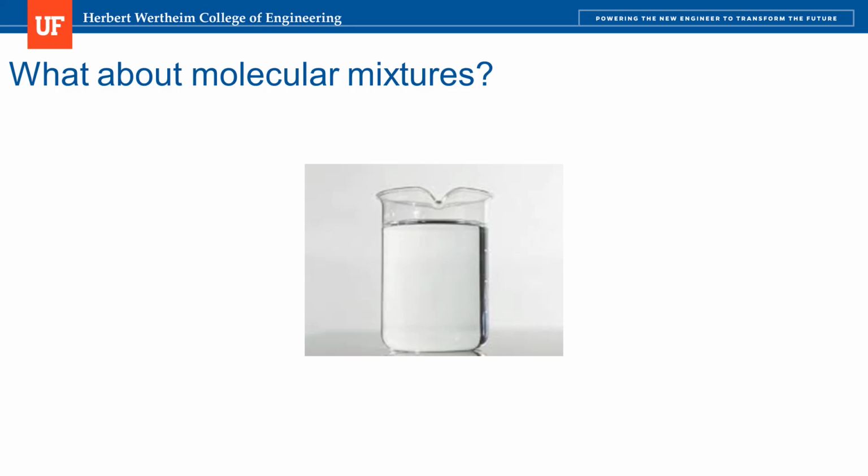Consider instead a beaker filled with water and ethanol in a 50-50 mixture. Say you wanted to separate the water molecules from the ethanol molecules in order to make pure water and pure ethanol. You couldn't separate this mixture by hand, even if you wanted to. You can't pick out single molecules of water or single molecules of ethanol. So what other possibilities exist?